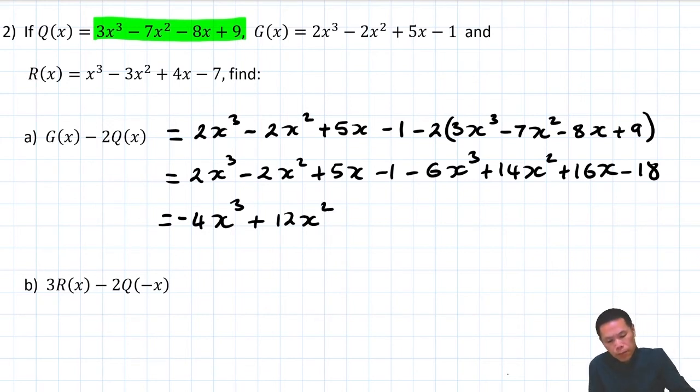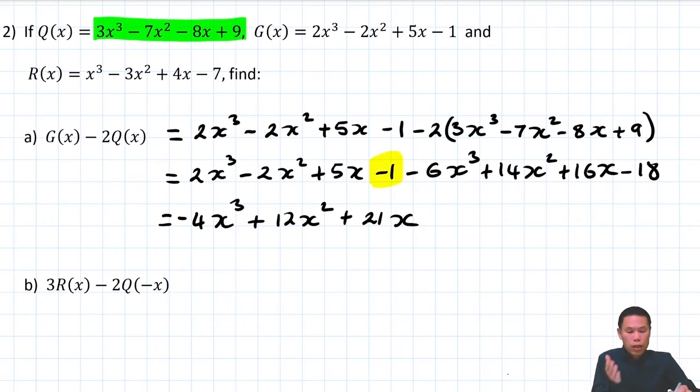And then the next one is we have 5x here. And we have 16x. So 5 plus 16, which is 21. So which is plus 21x. And the last one is the constant. So which is negative 1 and negative 18. So minus 1 minus 18 is minus 19. So just write this down. Minus 19. Last one. So 3r(x) minus 2 lots of q of negative x.